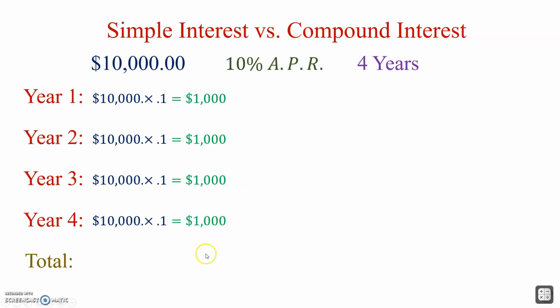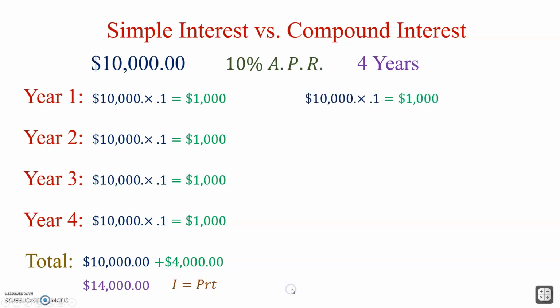So the total we have will be a combination of the 10,000 we started with plus the 4,000 interest, giving us a grand total of $14,000. This is an example of simple interest. There's actually a formula for simple interest. Interest is equal to principal times the rate times the time. So if we took 10,000 multiplied by 0.1 multiplied by 4, we would get $4,000 to give us our interest.